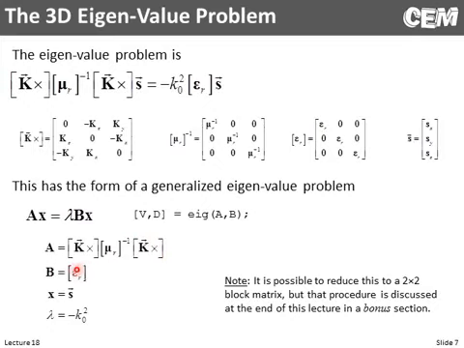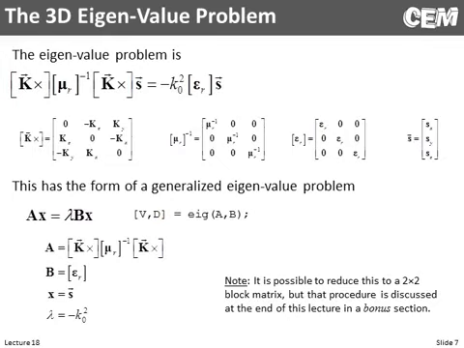B is our block convolution matrix of the permittivities. Our unknown x is S, which are our electric field components. And our eigenvalue in this case is minus k0 squared. And so we simply would construct A and B using these two equations in MATLAB, and we would call eig, and out would come all of the eigenvectors and the eigenvalues.